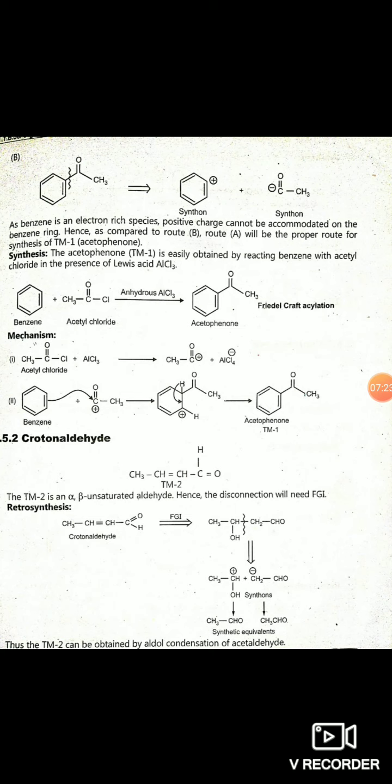Then crotonaldehyde. Crotonaldehyde is also called an alpha beta unsaturated aldehyde. First, crotonaldehyde, on a functional group interconversion, the alkene is converted into alcohol. Then after disconnection, there is a presence of two synthons and the synthons are converted into synthetic equivalents.